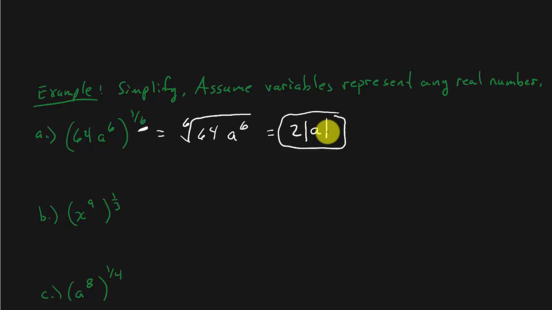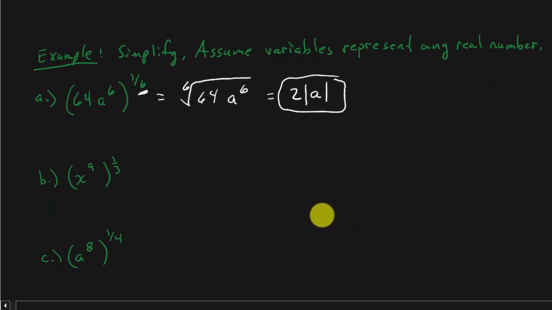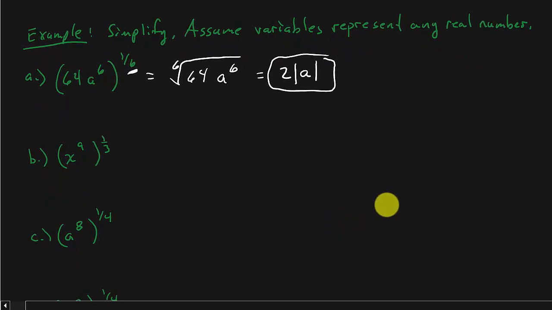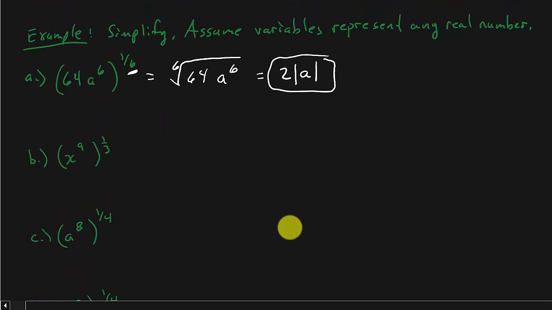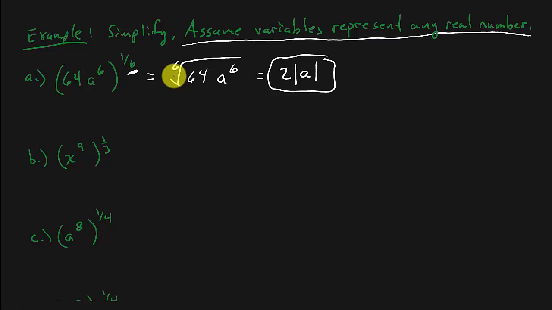Okay? Now, if that doesn't make sense, or if you're kind of struggling through that, I think once we get finished with all 4 examples, it'll make more sense. So remember, whenever we're working these, and because of these directions here, assume variables represent any real number, if the index of your radical is an even number, you have to make sure your answer is positive. All right, so let's look at this one.